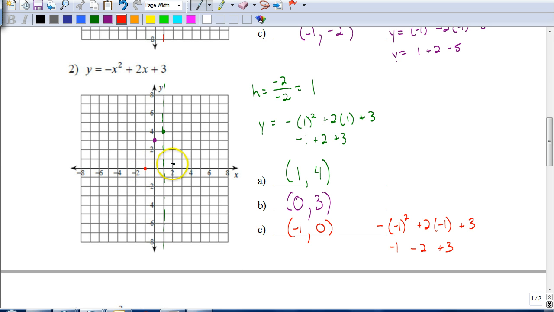Now I'm going to do my reflecting. This point here that I just did in red is 2 units to the left of the line, so I'm going to reflect it to be 2 units to the right of the line. The other point there, that's purple, is 1 unit to the left, so I reflect it so it's 1 unit to the right. Connect these with a line, and you have your parabola. There's your answer for 2.